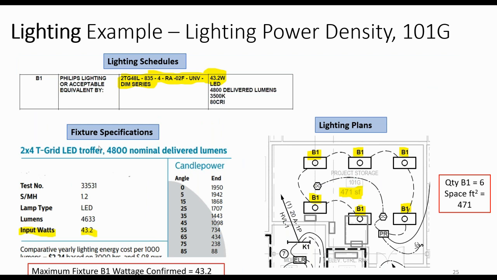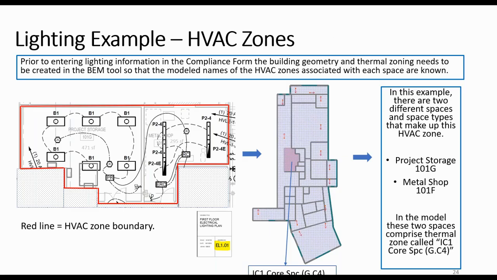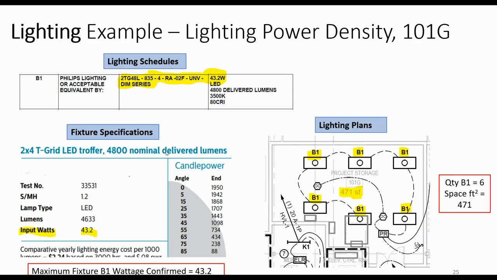to zoom in and focus on one of the spaces. I'd like to focus on establishing the lighting count for project storage and the controls. And then we'll see how it's been entered in the compliance form. Okay, so here we have our project storage space, and as you can see, there are 6 V1 fixtures.